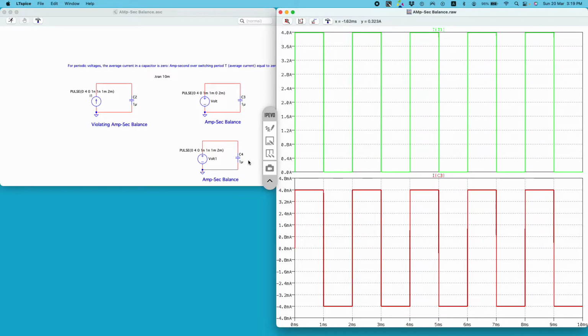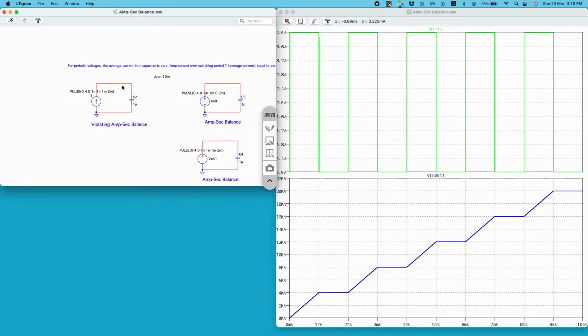Now let's see the voltage across the capacitor due to this current, and you can see the voltage across the capacitor keeps on rising.